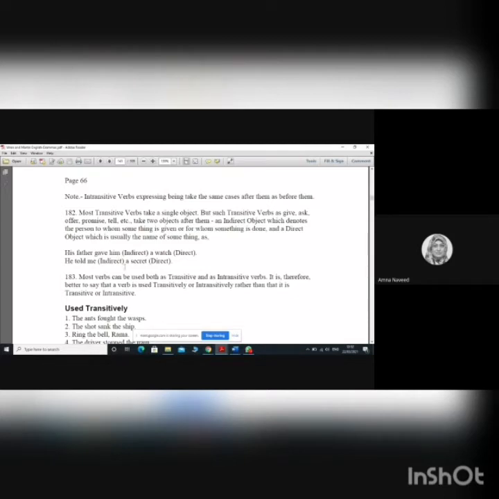Then he told me a secret. If you forget me for a while and if you say he told a secret, it means he is a subject, told is a verb, and secret is an object. So to whom did he tell the secret? He told it to me. So me is an indirect object. So transitive verbs may have one object and they may have two objects in a sentence. Is this clear?